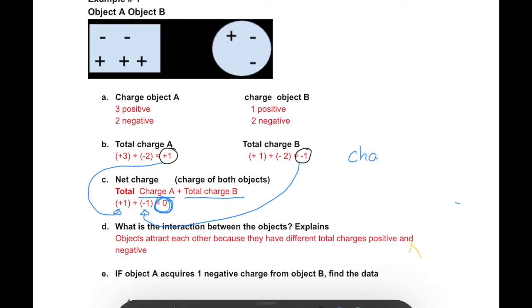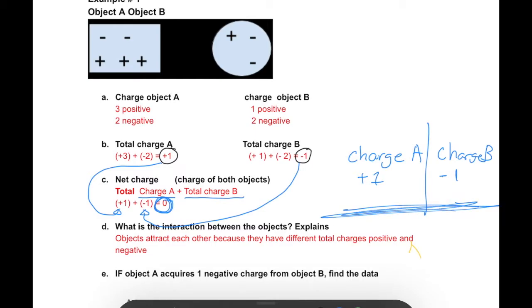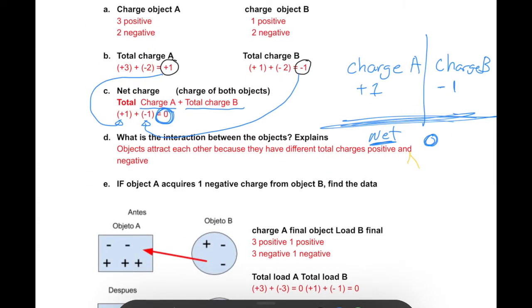What we have right here: charge A is equal to +1, charge B is equal to -1, but the charge of both objects together is equal to 0. And this is the most important part of this problem. Now, using this data of the charge of every single object, we're supposed to be able to answer part D. The question is, what is the interaction between the objects?